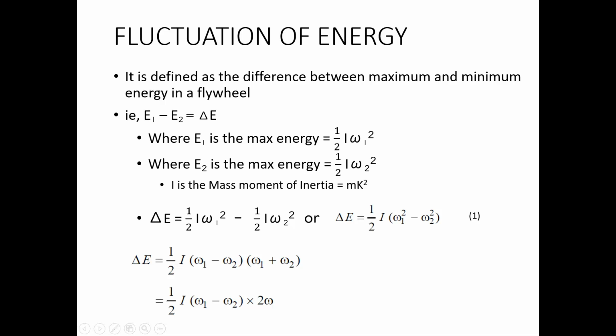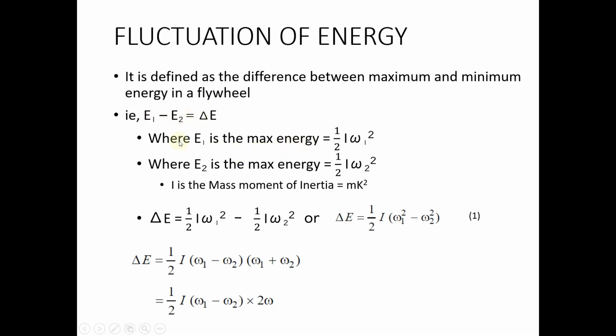Now let us see the equation of the fluctuation of energy in a flywheel. If E1 represents the maximum energy of the flywheel, maximum stored energy of the flywheel, E2 represents the minimum energy of the flywheel, then delta E is the change in energy or the fluctuation of energy given by E1 minus E2.